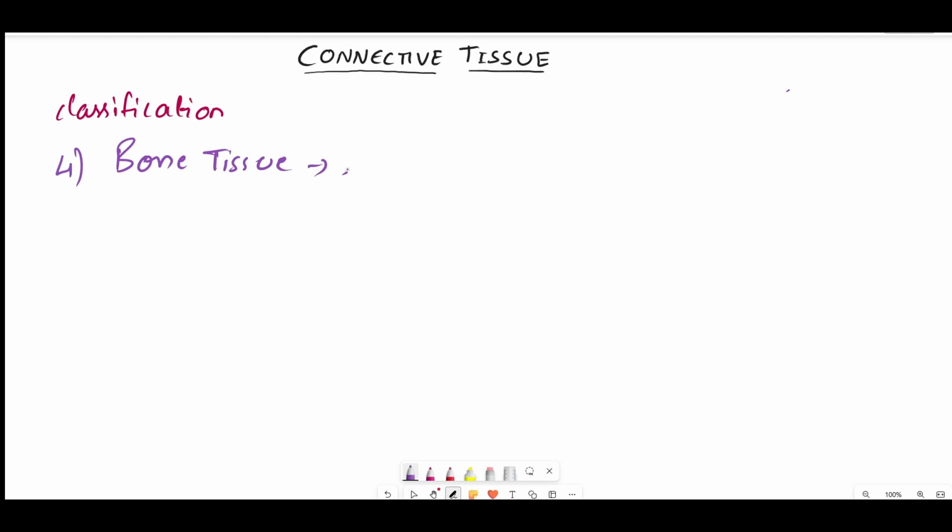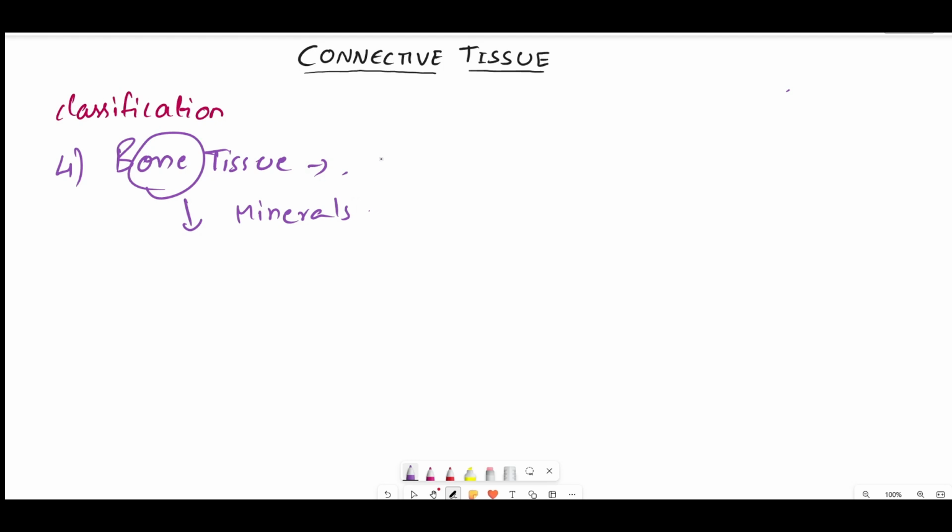Now let us get into the fourth class, which is called the bone tissue. This is one of the hardest connective tissues. Why do we call it the hardest connective tissue? Because here we have bone. Bone is something where a large number of mineral deposits will be happening. Due to large amounts of mineral salt deposition, like calcium phosphate, the bone gets even harder.